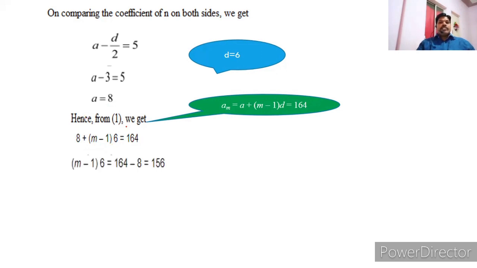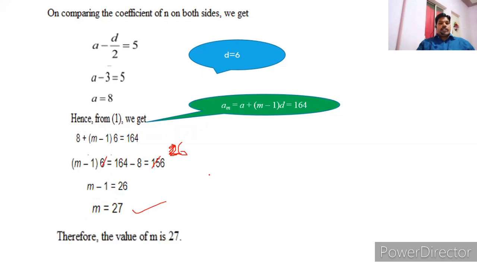So take the 8 to this side, 164 minus 8, it will become 156. So cancel that value here. 6 and 156, it will cancel for 26 times. So after getting this value here, it will become 26. So m minus 1 is 26. So take this minus 1 to this side, automatically m will become 27. So this is the answer, that is m is equal to 27. Therefore, the value of m is 27. Do you understand, students?